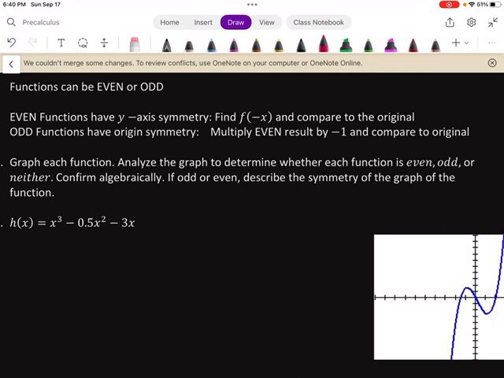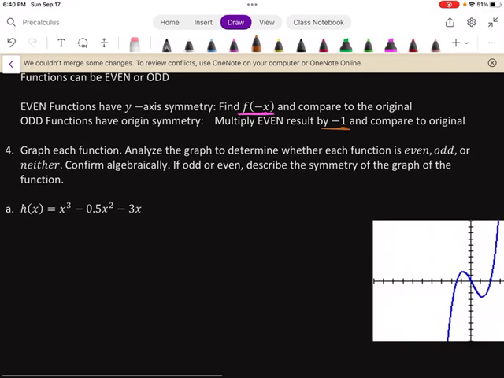All right, functions can be even or odd. An even function has y-axis symmetry, and odd functions have origin symmetry. So what is a cool rule here is if you test the even functions with this f of x, you can then take that result and multiply it by a negative 1, and compare it to the original. If it's equal to the original, then it has odd symmetry, or origin symmetry, and is an odd function.